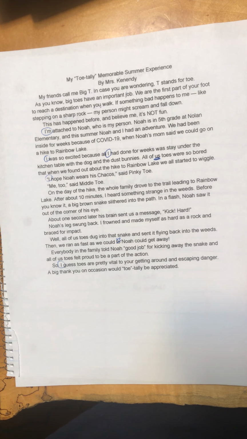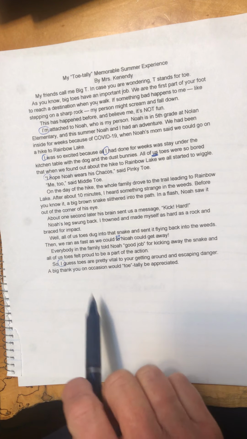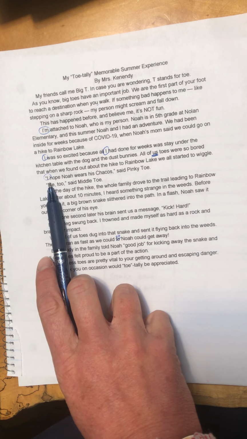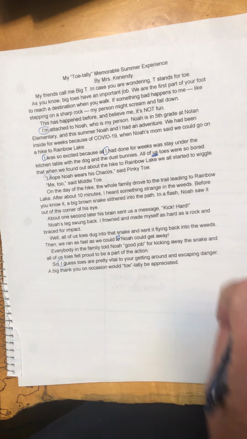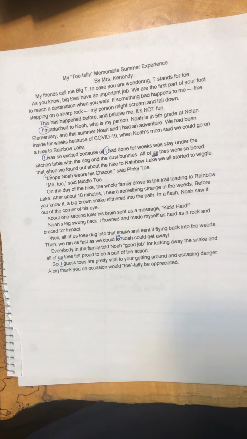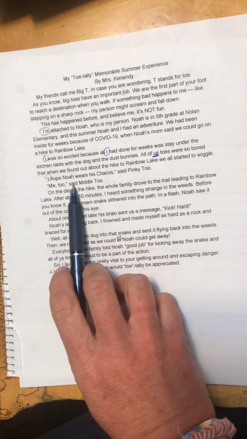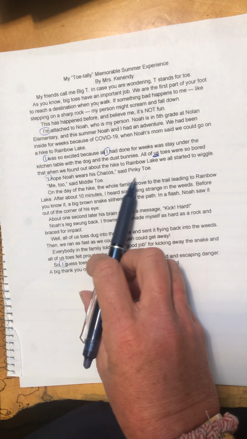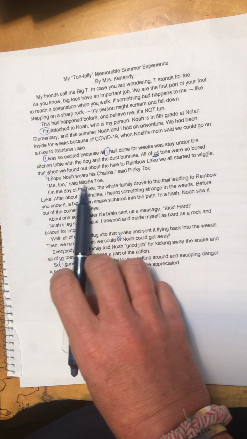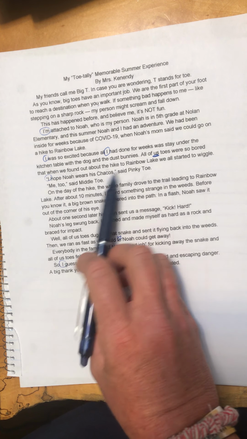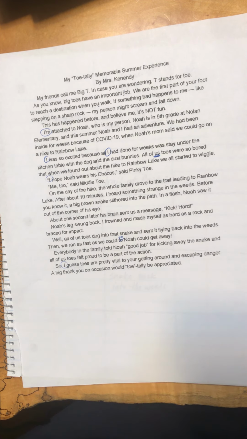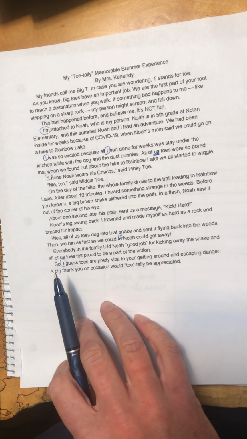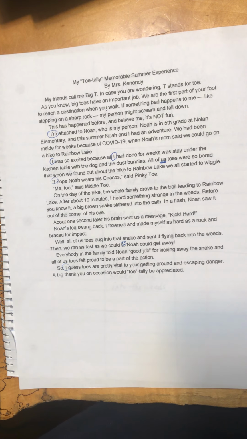And then another thing that I want to make sure that you include is dialogue. Make sure that your character, your toe, is talking. And other people could talk too. Like your toe could be talking to your person, just like it did here. "I hope Noah wears his chacos," said Pinky Toe. So a different character was talking. "Me too," said Middle Toe. So those are both characters in this story, the Middle Toe and the Pinky Toe. But most of the talking is done by the main character.